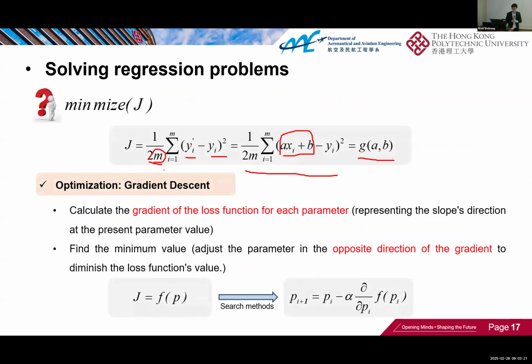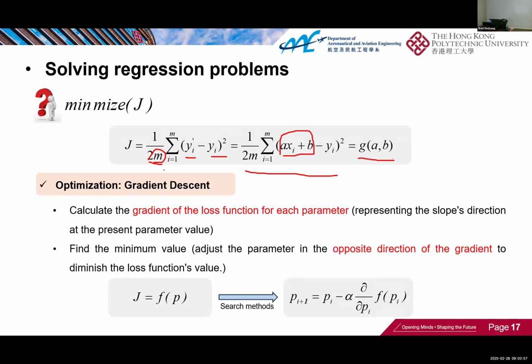The solution is gradient descent. Gradient descent is the most conventional but quite efficient solution to calculate the least square problem, or the optimization problem. Calculate the gradient of the loss function. The loss function is J. Gradient means the curvature at the given point, for each parameter, representing the slope direction at the present parameter value.